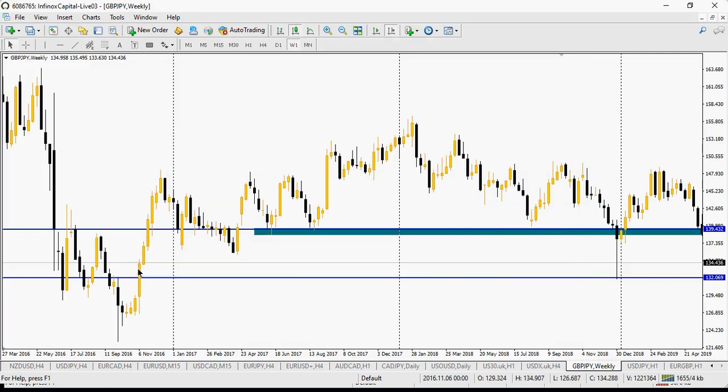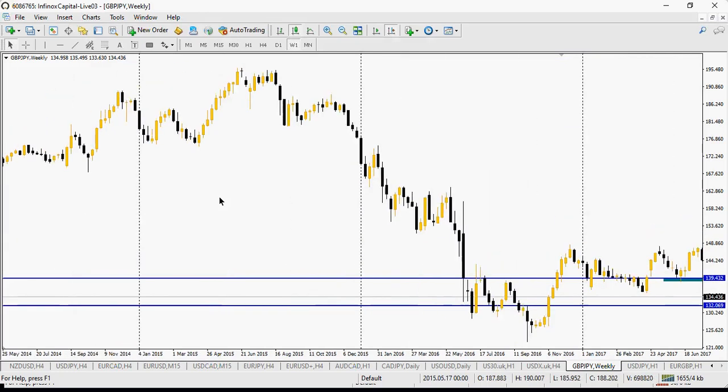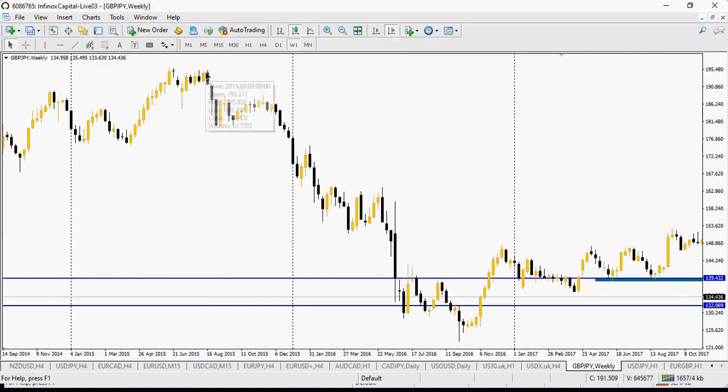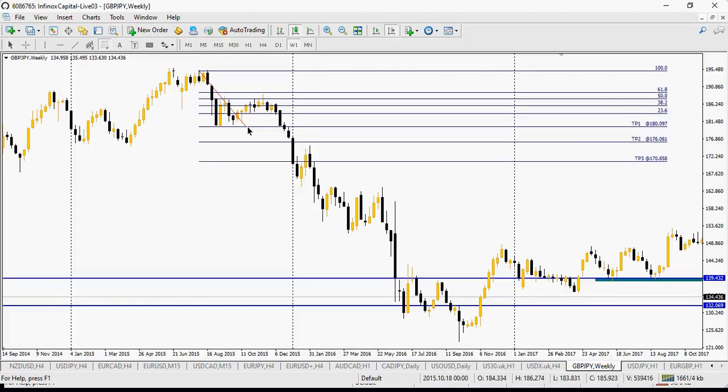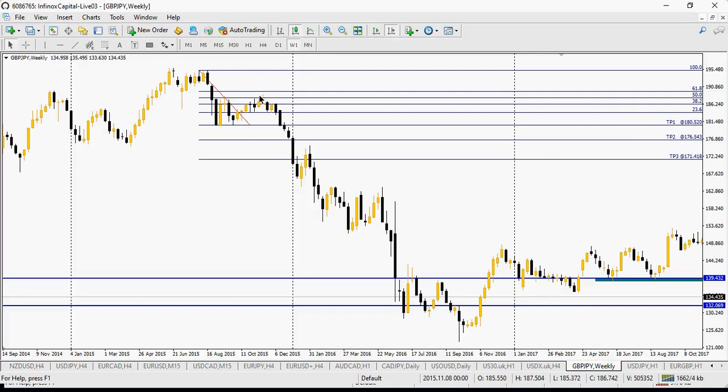Now let's look for another possible one. Let's take this move, just from here to here, using the Fibonacci tool. Okay, market came into where? The golden zone. This is my take profit 1, my take profit 2, take profit 3.